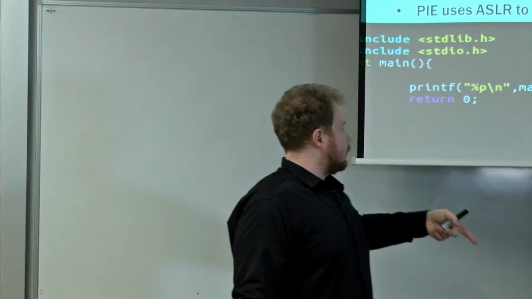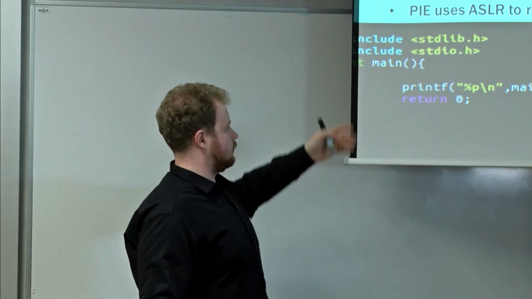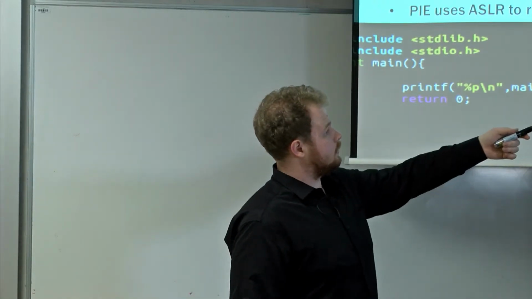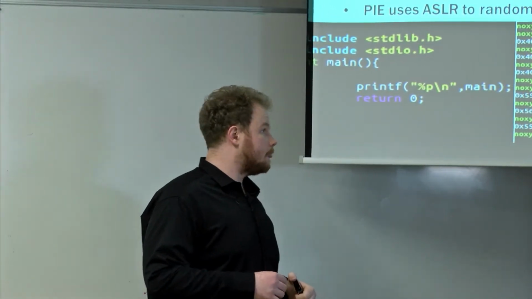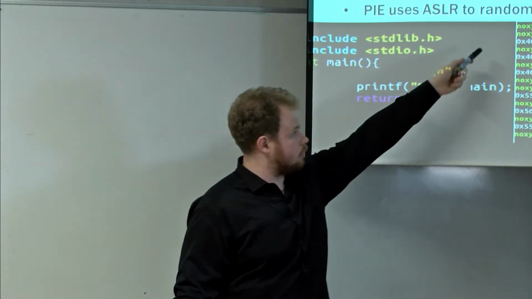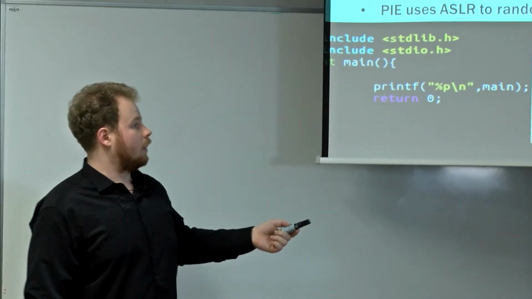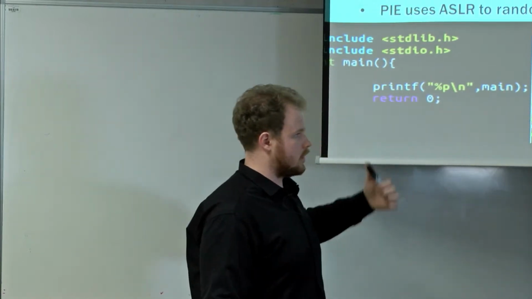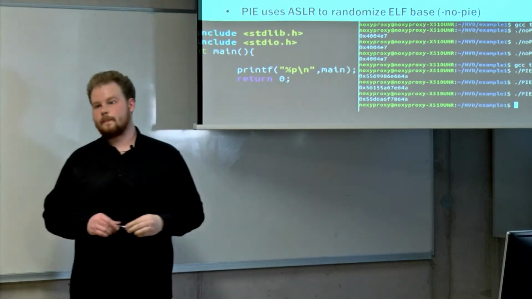And here's the example. I wrote a program that prints the address of main, and I compiled it without PIE, with the flag -no-pie, and when I run it 3 times, it's the same address for main every time. But when I compile it normally, with PIE, we can see that the address changes every time.